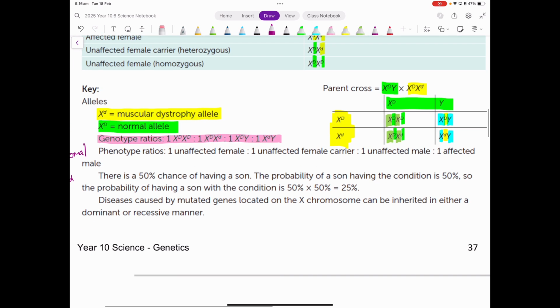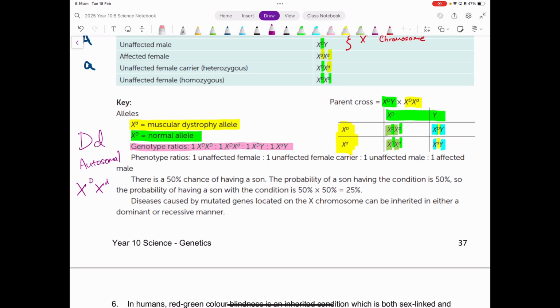So, when we have a look, here's the final thing before we actually get to a proper example ourselves. There is a 50% chance of having a son, and the probability of having a son with the condition is also 50%. So the probability of having a son with the condition must be 25%. Because if there's a 50% chance of 50%, it's going to be 0.5 times 0.5 equals 0.25. Okay?